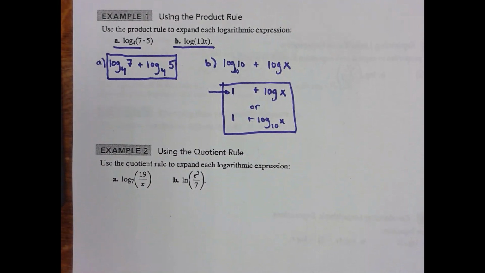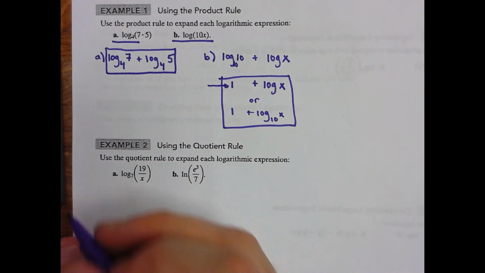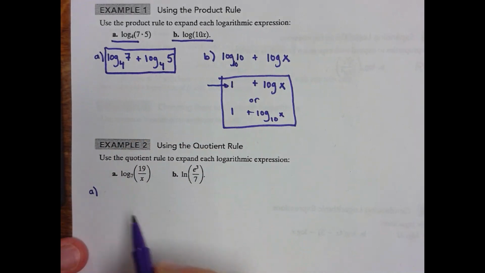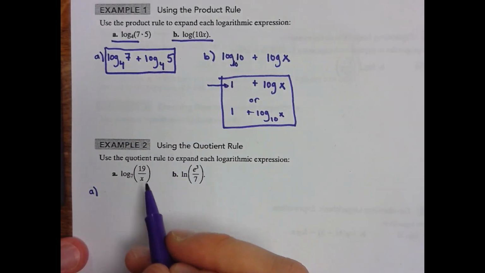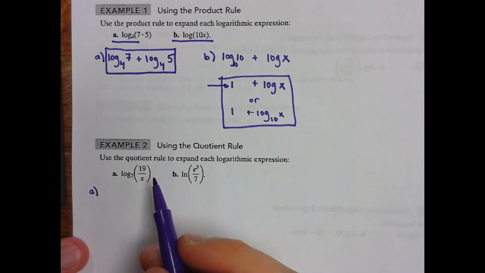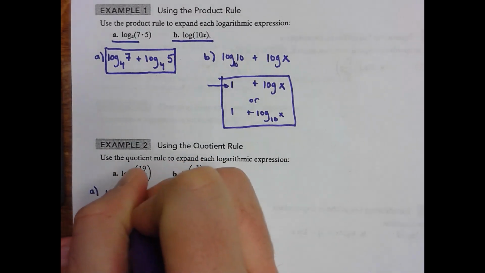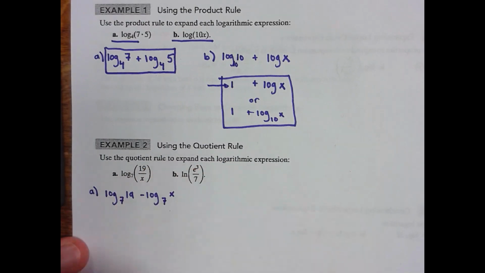We're going to move on to the next rule, covering the quotient rule. I'm going to do part A and then have you all try part B. And so in this case, I have log base 7 of 19 over x. Since I'm taking the log of two terms, I'm expecting this to expand out and have two new logs that are going to be subtracted since we are dividing the terms for what we're taking the log of. So this is log base 7 of 19 minus log base 7 of x.